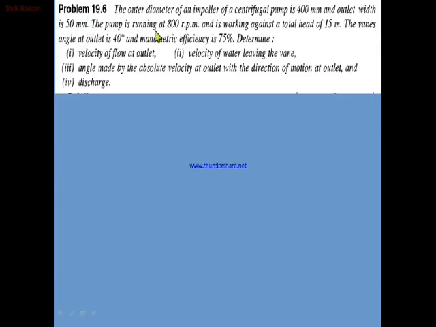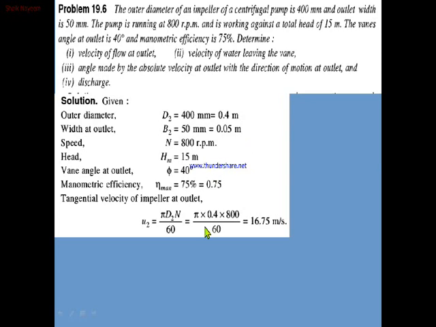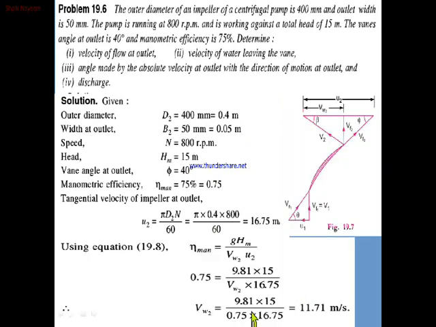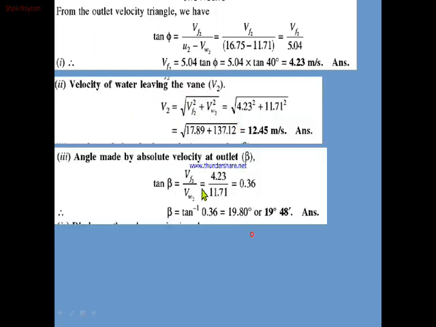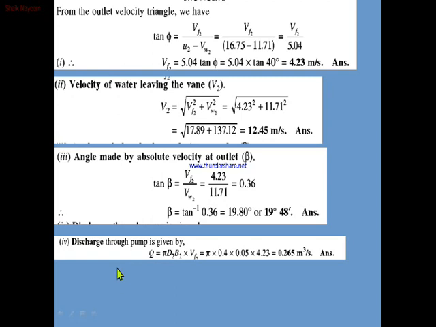And so we'll have another problem. This is for your self-assessment. Here we will have an extra term, that is the manometric efficiency. With the help of the manometric efficiency, you need to calculate these four terms. We will calculate the component at the outlet. With this, you will calculate the Vf2 and V2 values and the beta value, and finally we will calculate the discharge value.